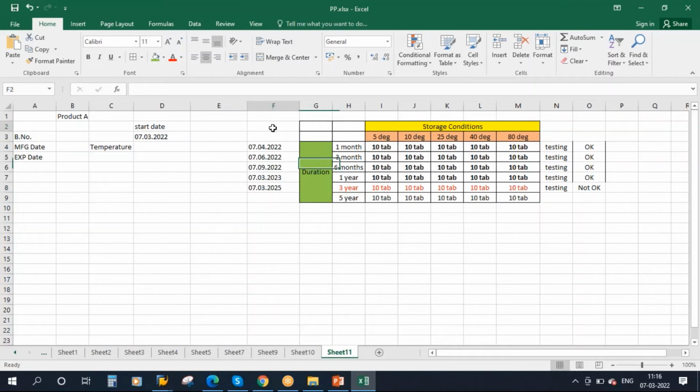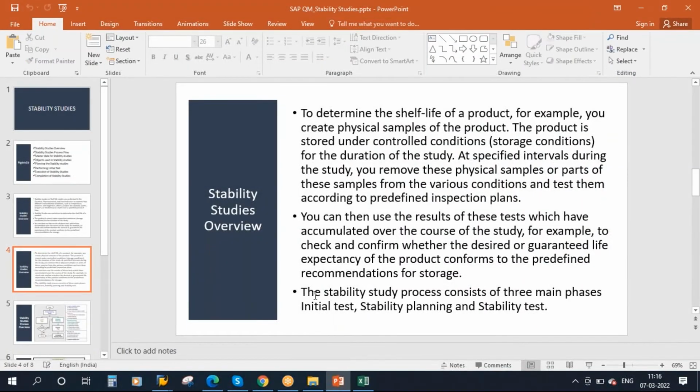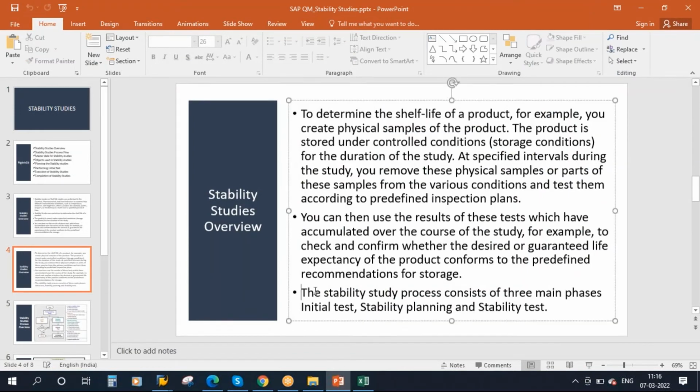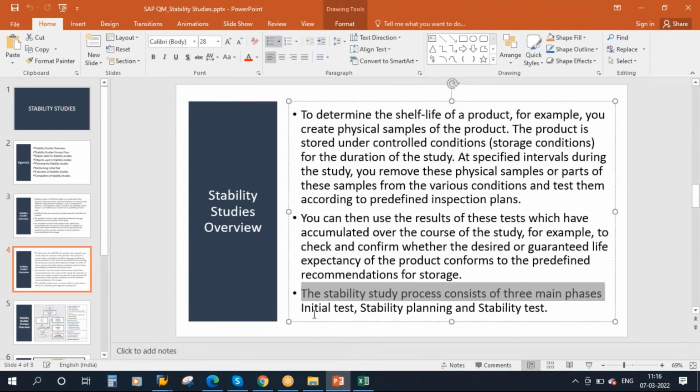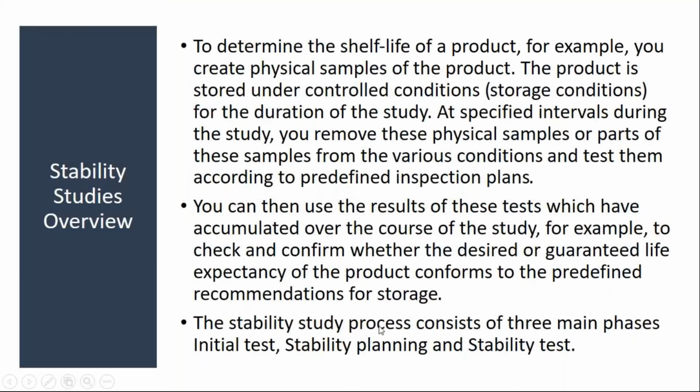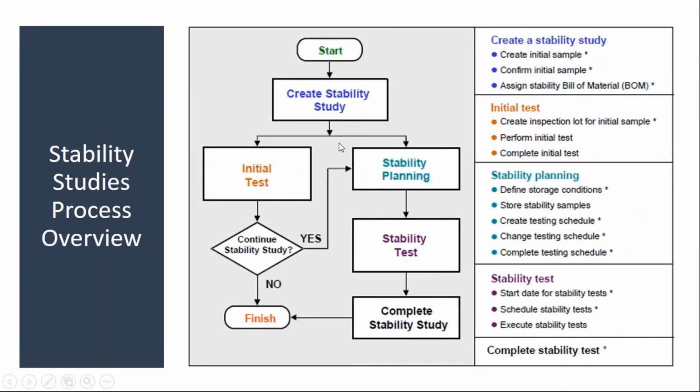So now we need to understand how to execute this process in the SAP system. We should have storage conditions and we should have our intervals, the duration with the specified intervals. Here I took only one example storage condition, but you can have different storage conditions. The stability study process consists of three main phases: initial test, stability planning, and stability test. We will see all the three.